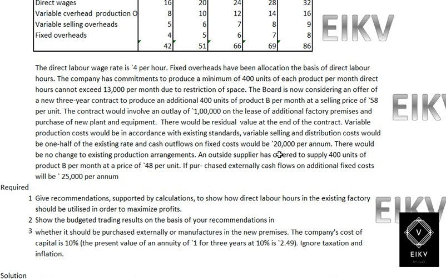An outside supplier has offered to supply 400 units of product B per month for a price of 48 per unit. If purchased externally, the cash flow of the additional fixed cost will be 25,000 per annum.